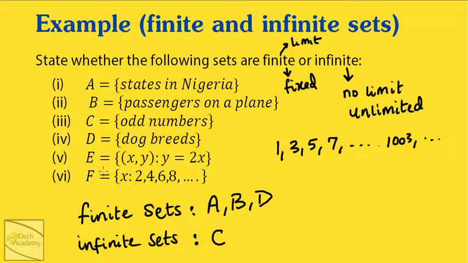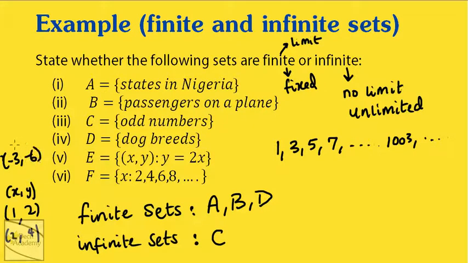Set E is a set whose elements are given in this coordinate form x, y, and it's such that y is equal to 2x. So x can be any value. x can be 1, x can be 2, x can be anything. It just tells us that regardless of what x is, y must be 2 times x. So if x is 1, y is 2 times 1, which is 2. If x is 2, y is 2 times 2, which is 4. If x is minus 3, y is 2 times minus 3, which is minus 6.